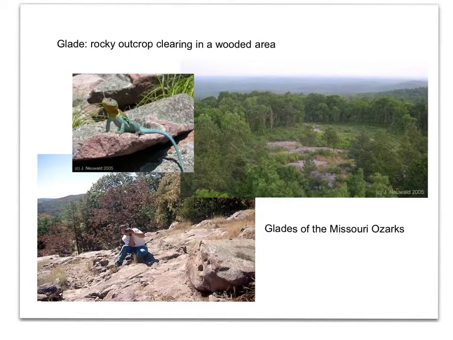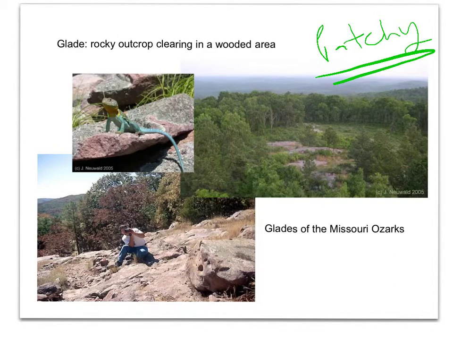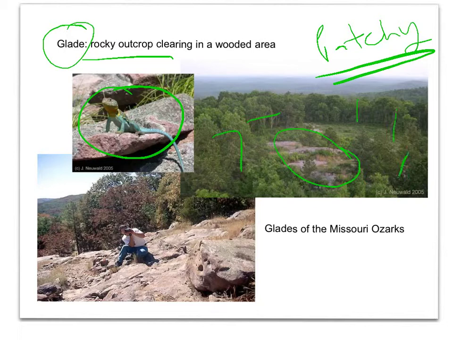Another characteristic of populations is that they often have patchy distributions. Sometimes these patchy distributions of organisms, like these collared lizards or plants, are because they live in areas that are patchily distributed. These photographs show examples of what are called glades, which are rocky outcrop clearings that occur between wooded areas. Here you can see a rocky area surrounded by woods or trees and vegetation.